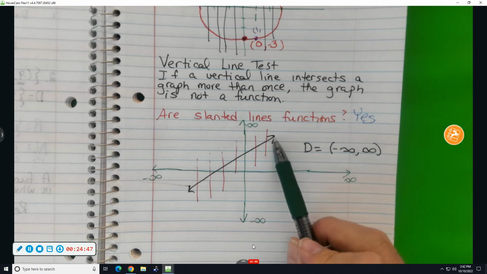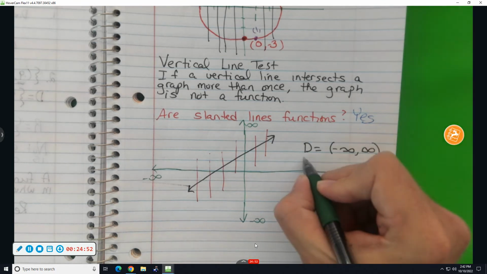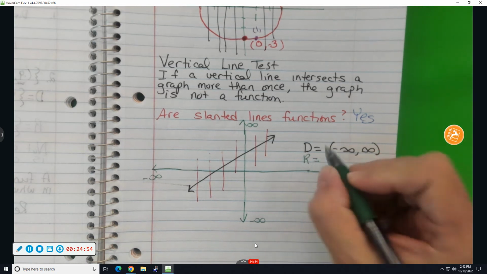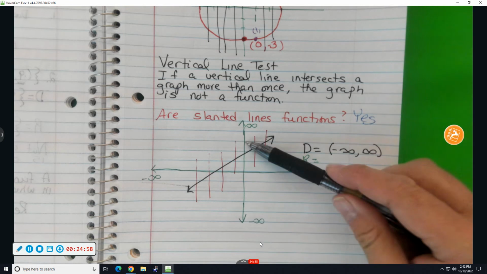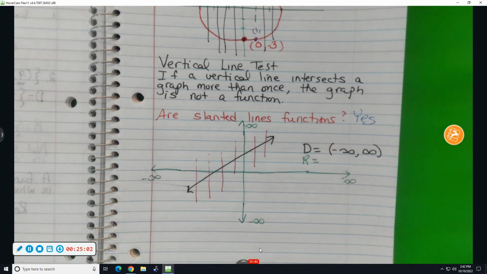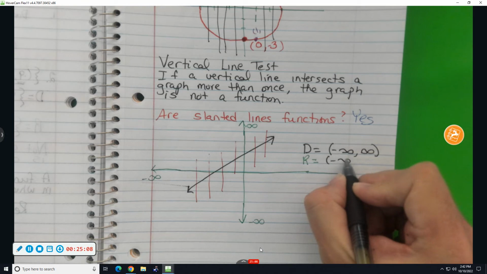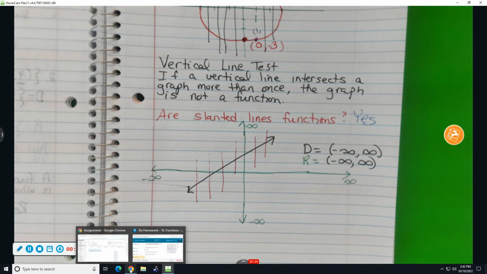The way it keeps going up here and down here, what am I saying the range is for these? Is it negative infinity to positive infinity? Yeah. Okay, a slanted line moves left and right forever, and it also moves up and down forever. So we need to type in negative infinity to positive infinity.